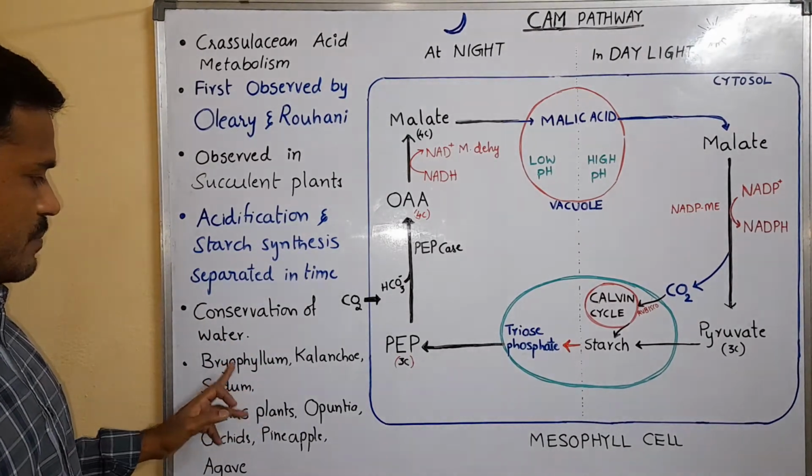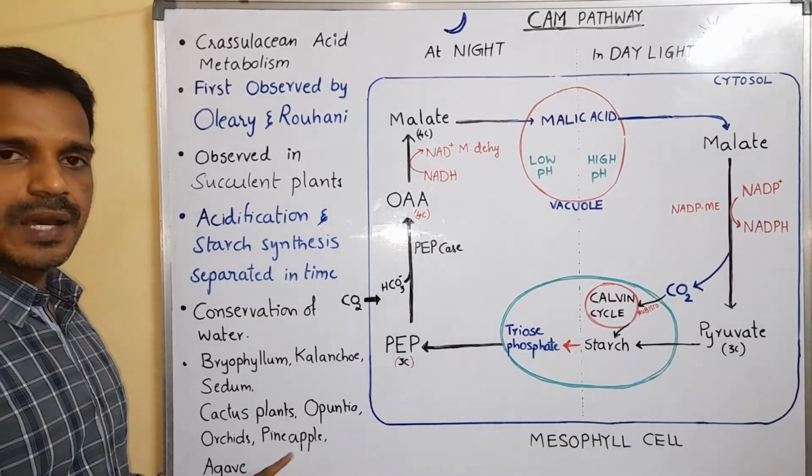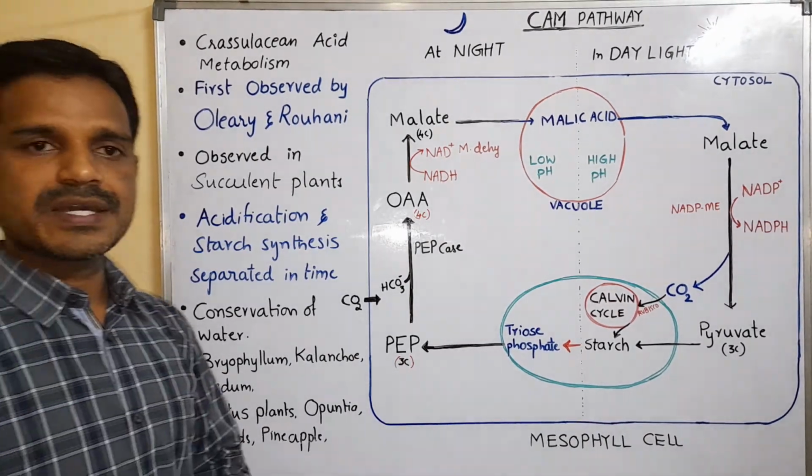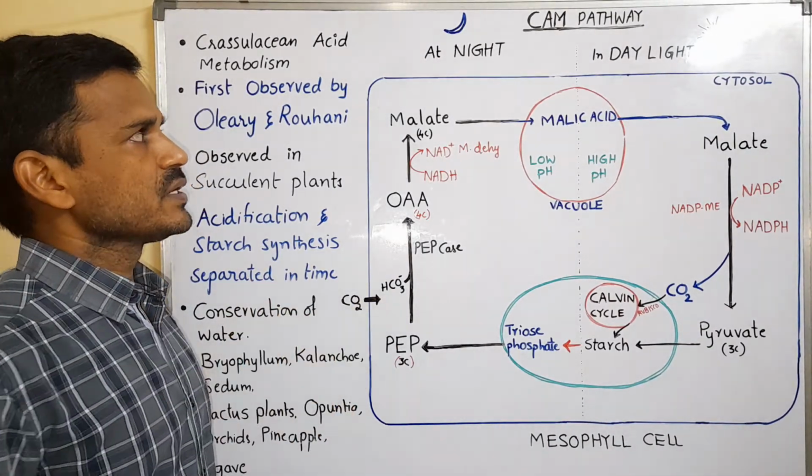Here Bryophyllum, Kalanchoe, Sedum, cactus plants, Opuntia, orchids, pineapple, agave. These are some examples of CAM plants. So that is about the CAM pathway.